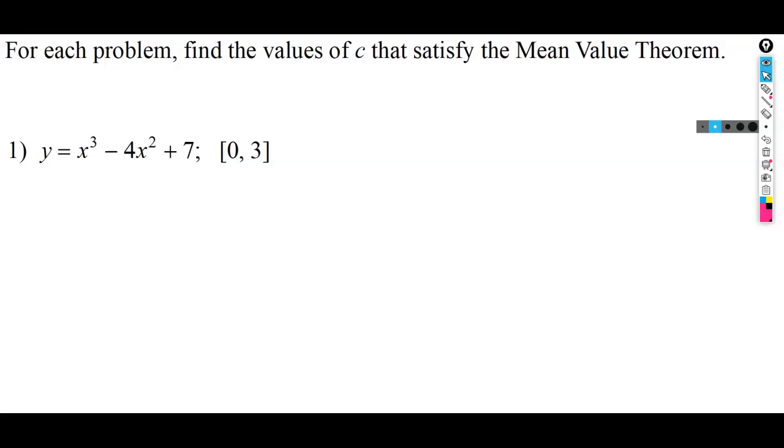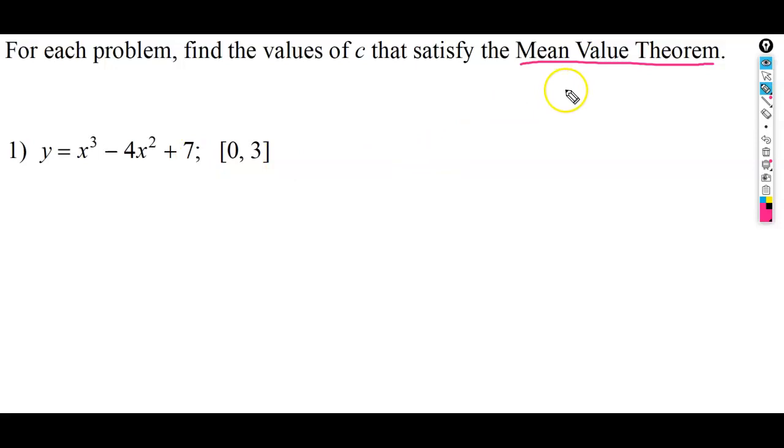Guys, so this is your helpful hint video for your multiple choice for this week. Let's go ahead and take a look at an example to help you guys out with number one. For each problem, find the values of C that satisfy the mean value theorem.